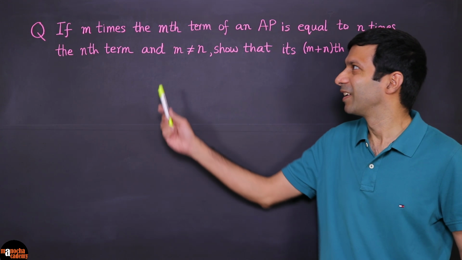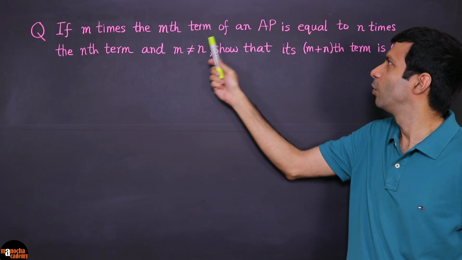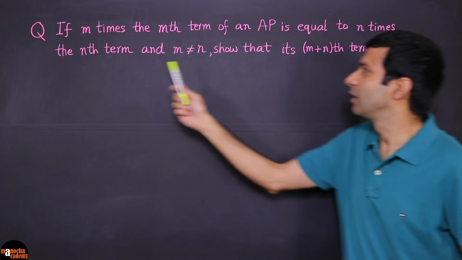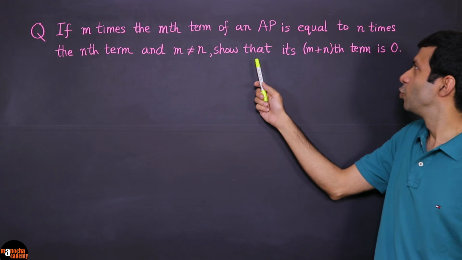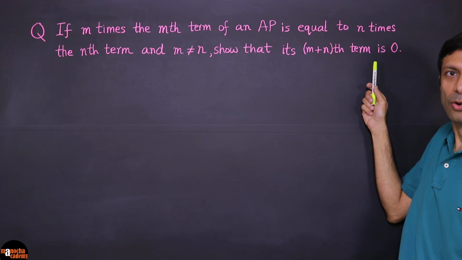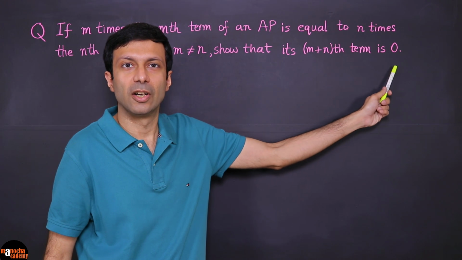Now let's look at this question. If m times the mth term of an AP is equal to n times the nth term and m is not equal to n, show that its m plus nth term is 0. Okay, so we need to show that the m plus nth term is 0.